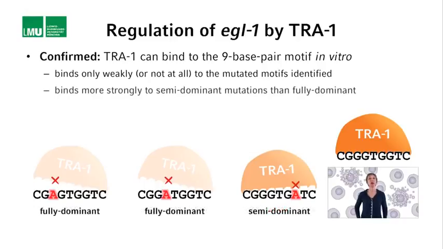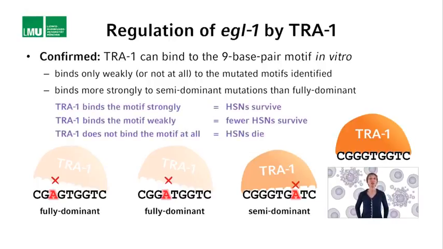But remember, there are dominant and semi-dominant EGA1 mutations. When compared to its binding to a DNA fragment with a dominant mutation, TRA1 binds relatively stronger to a DNA fragment that contains a semi-dominant mutation. In other words, the ability of TRA1 to bind to the motif in vitro positively correlates with HSN survival in vivo, at least in the context of heterozygous animals. Less binding in vitro means less survival in vivo.